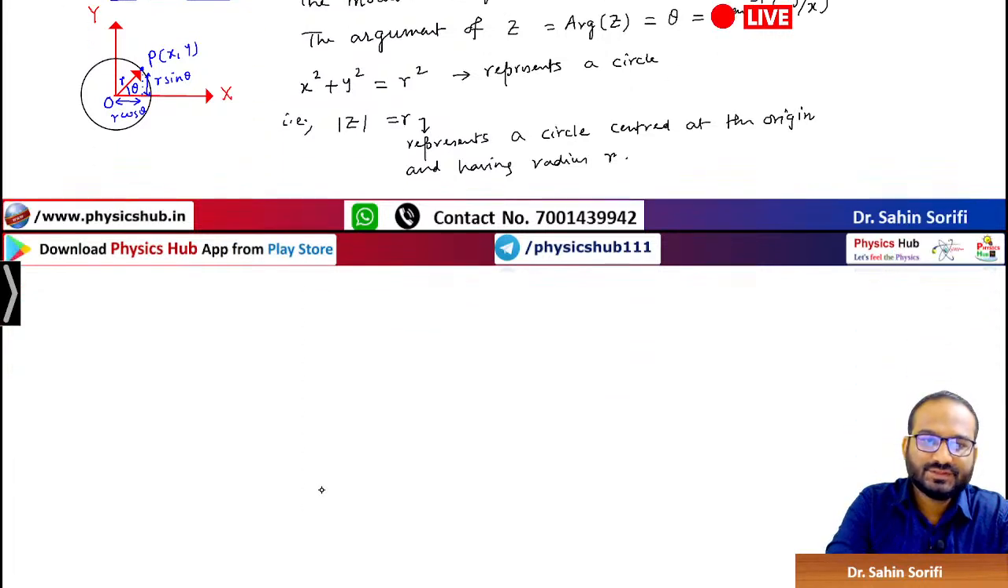Let me give you a situation. Let's say you have mod z minus 1 equals to 1. Can you draw this equation? Firstly, what will be the form of this equation? What does it represent? Mod of z minus 1 equals to 1. What does it represent? It represents a circle.